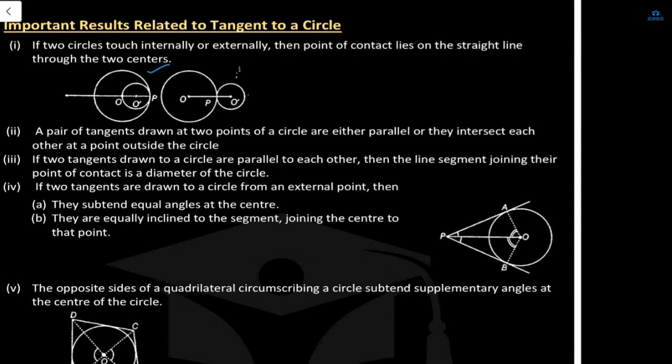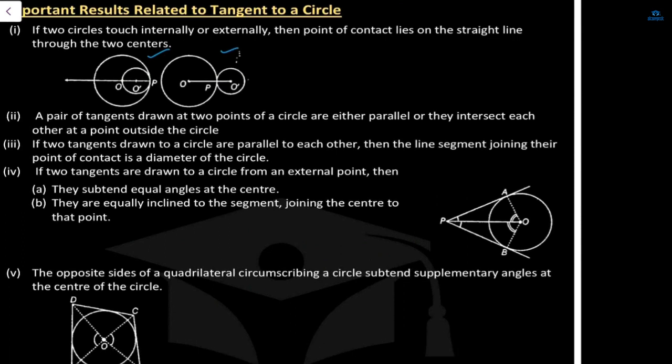In this one, both the circles are touching internally, and the point of contact lies on the line through the centers. And here the circles are touching externally. This point we have also seen just now: if two tangents are drawn to a circle from an external point, then they subtend equal angles at the center. That means PO is the angle bisector of angle AOB, and they are equally inclined to the segment joining the center to that point. Means angle APO is equal to this angle.